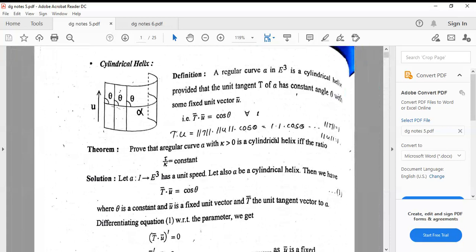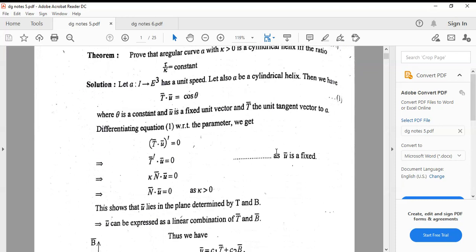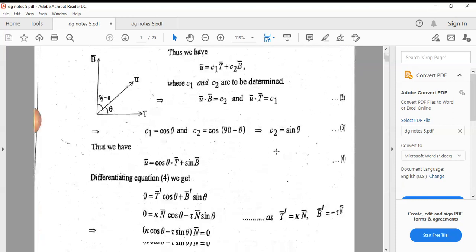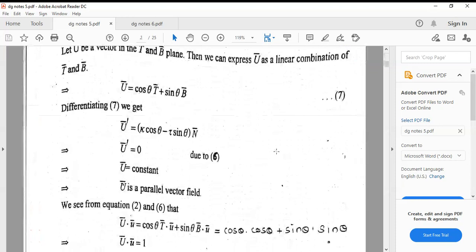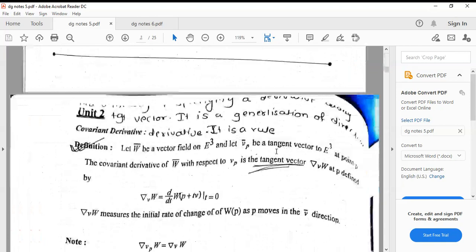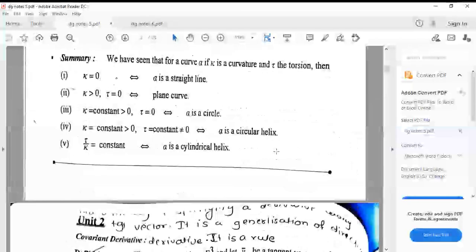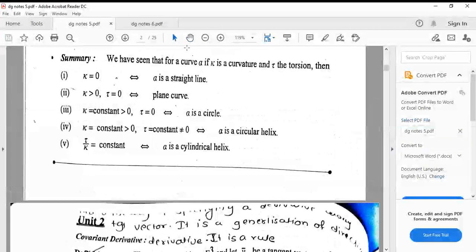So these are nothing but our Frenet formulas, that is T, N, B, kappa, tau. T, N and B form a frame field at every point of the curve. And you can see here, if you have a curve alpha, then if curvature kappa is 0, alpha is a straight line. If curvature kappa is greater than 0 and torsion is 0, this is a plane curve.